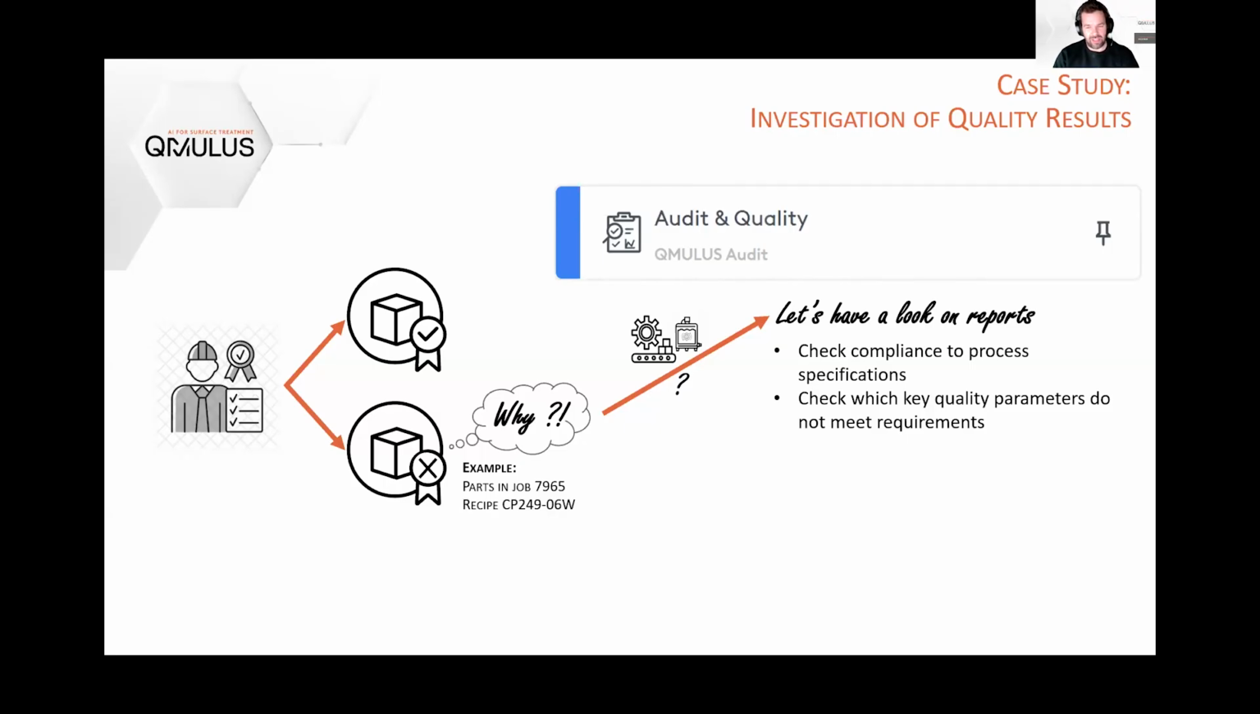First step, as said, we are going to investigate the reports themselves, and then we would like to check where we are in the quality statistics. So is this job maybe way off? Is this job okay-ish? Is there a drift in the quality? Is it just an outlier? So we will investigate that directly in the live system of QMULUS, and Frank will lead us through.